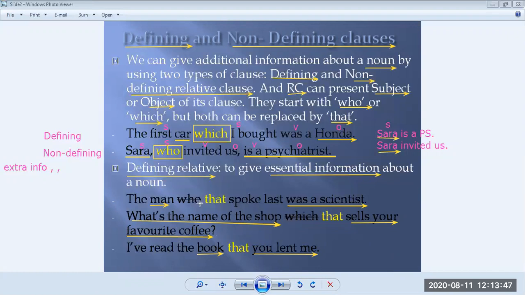So have a look here. We omitted the who, which, and who in which. We replace them by that over here. That. So this gave essential information.